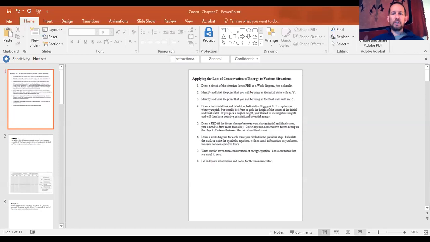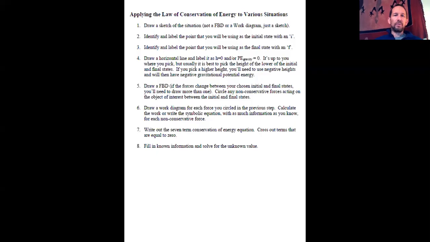We're going to get started today on Chapter 7, Work and Conservation of Energy. The Khan Academy videos do a pretty good job of discussing work. And so I'm going to just jump right into the law of conservation of energy equation and how to use that to solve various situations. So the equation is found on your equation sheet.